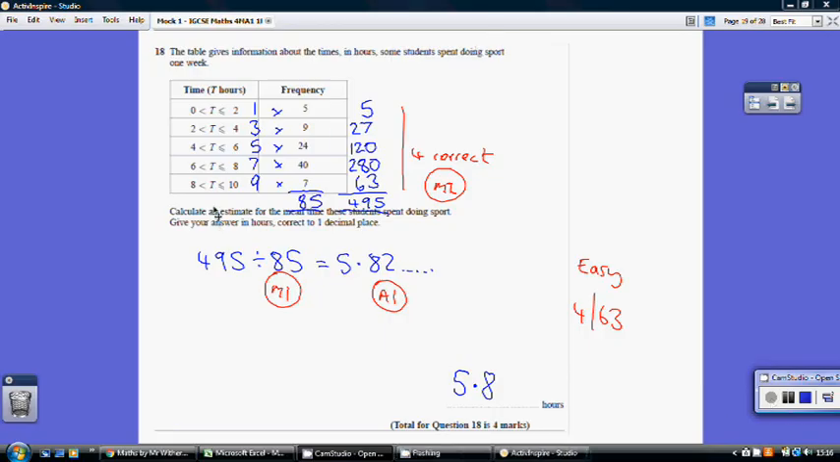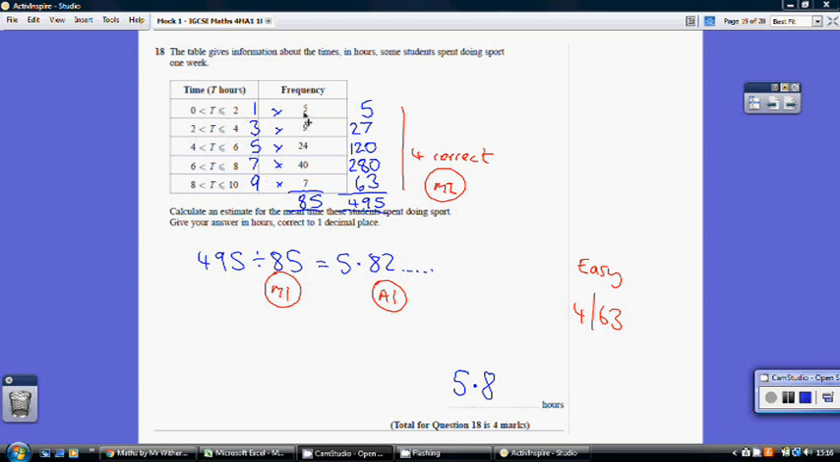Question 19. So we've got to calculate an estimate for the mean time these students spent doing sport. I think really to do these, you need to understand what's going on. This table gives us information about the times in hours spent by some students doing sport. So 5 students spent between 0 and 2 hours each week. 9 students spent between 2 and 4 hours, and so on.